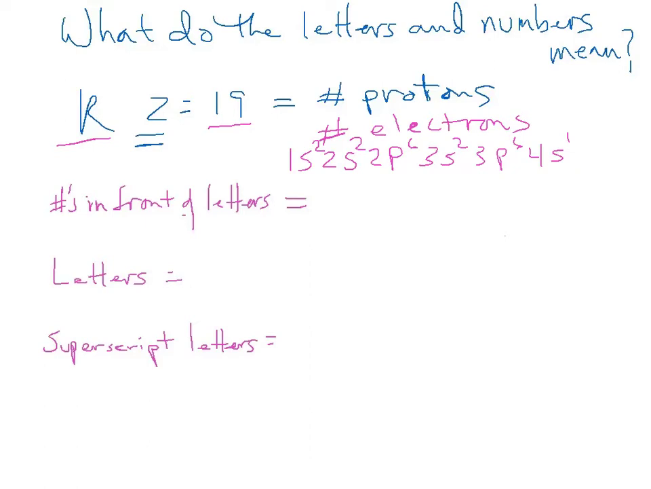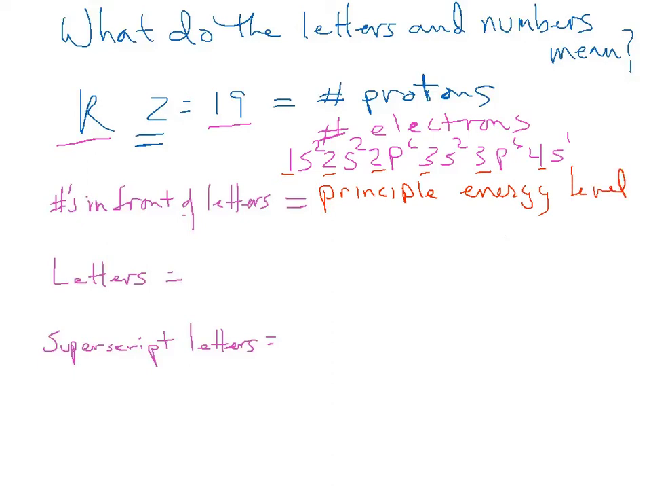So when we take a look at what these symbols represent, first the numbers in front of the letters. Here I'm looking at the 1, the 2, the 3, and the 4. These represent the principal energy level that you find the electron in.